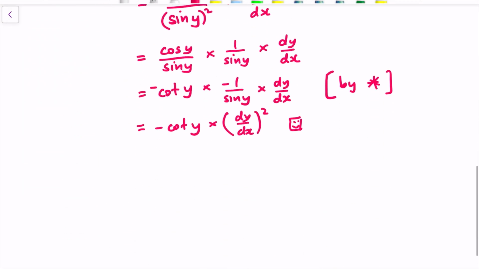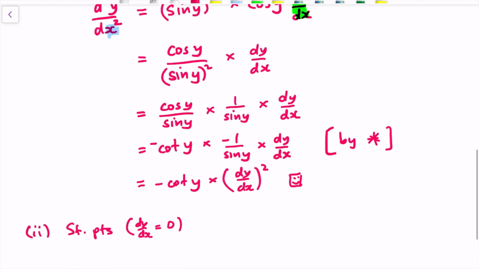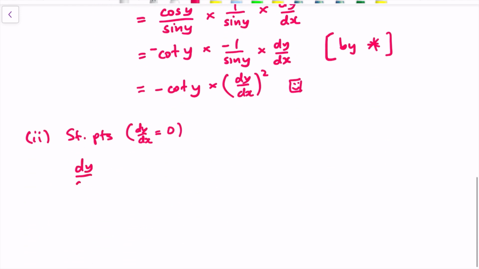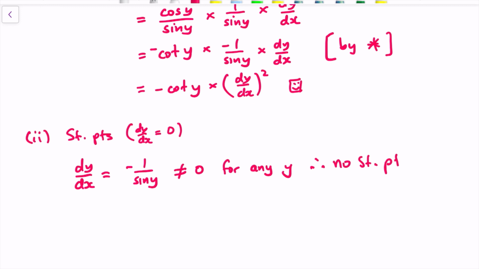Okay, let's look at the first derivative first. Stationary points, dy/dx equals 0. What was our dy/dx function? It was negative 1 over sine y. dy/dx equals negative 1 over sine y. Well, that doesn't equal 0 for any y. It's a fraction with a constant in the top. So 1 over anything is never going to be 0. So therefore, no stationary points.